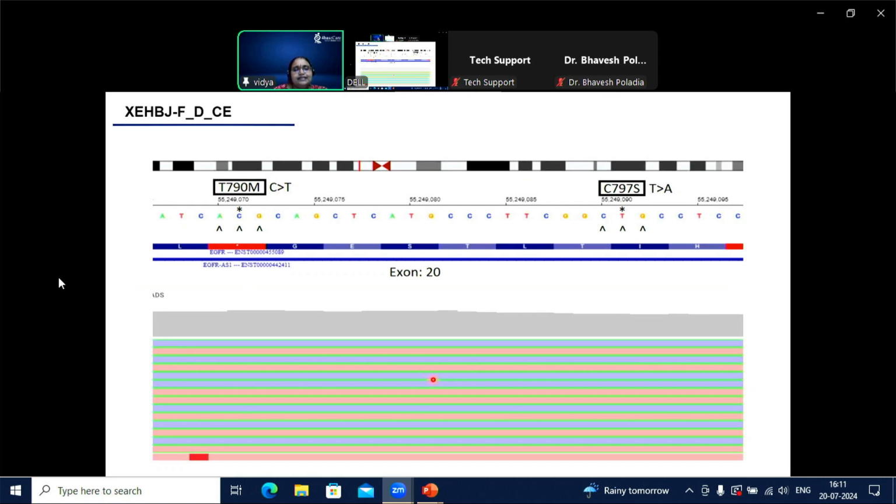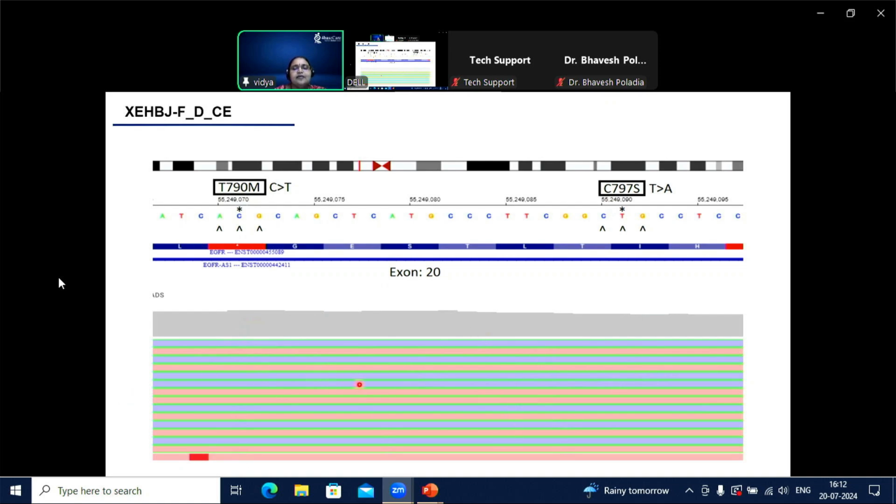Now, to show it in a much better way, we have zoomed in to see these two locations, T790M and C797S. Here the middle letter gets mutated, and here the first or the second letter can get mutated to give rise to this one. Between these two, we have these many nucleotides, and this is where one has to pay a lot of attention to know how these clones are.